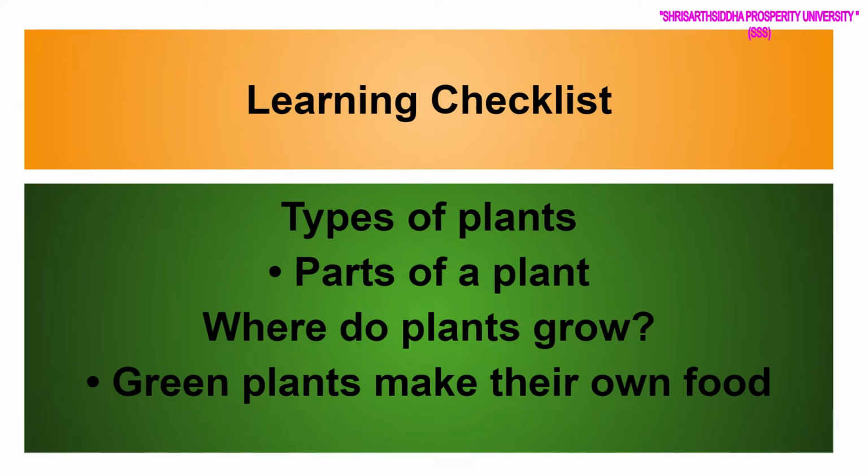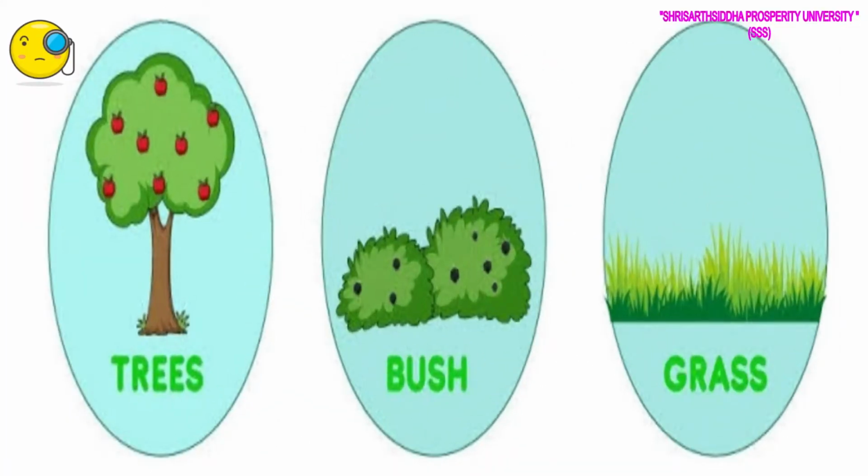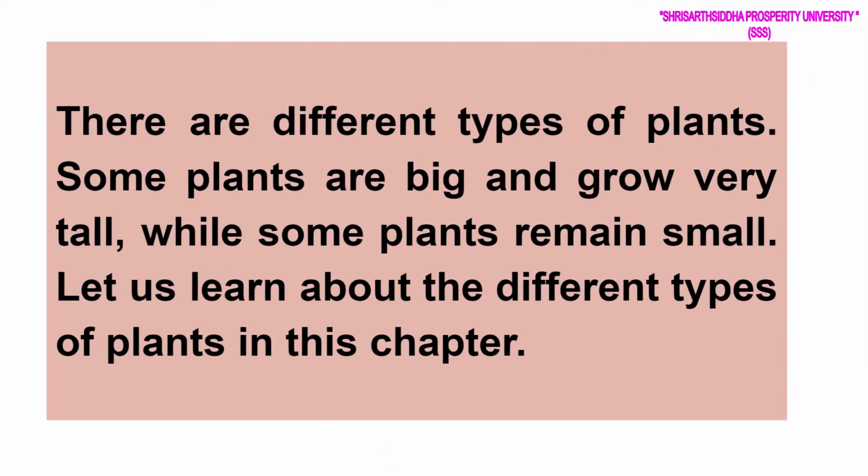Learning checklist. Types of plants. Parts of a plant. Where do plants grow? Green plants make their own food. Look at this picture. Trees, bush, grass. There are different types of plants. Some plants are big and grow very tall, while some plants remain small. Let us learn about the different types of plants in this chapter.